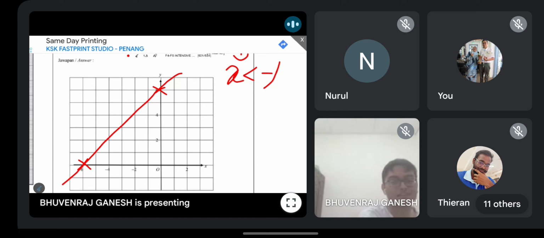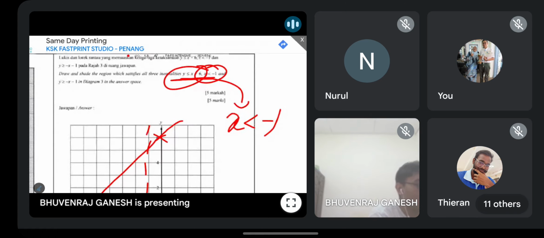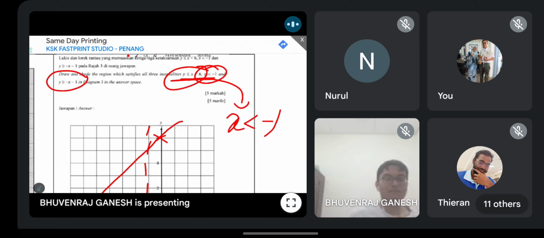Come on. Okay, x is like x equal to negative 1, so dotted. So next one, y equals negative x minus 1. So guys, 2 points. Can you tell me what are the 2 points?